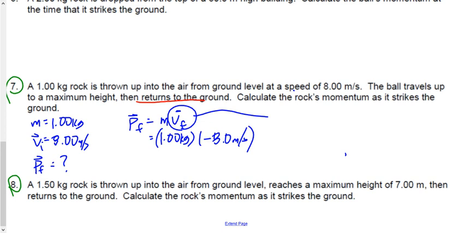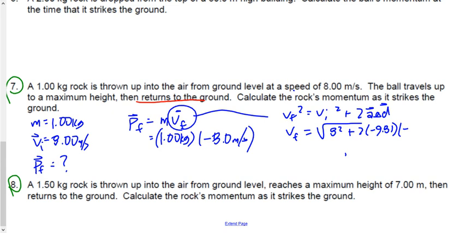Now, if you have trouble with the logic on that, all we have to do is say VF squared is equal to VI squared plus 2AD. A little bit more work, but it works. VF is the square root of 8 squared plus 2 times 9.81, negative 9.81 times negative, what is the max height? I don't know. Yeah, that's right, whatever you want. It doesn't really matter. That probably wouldn't be the way to go there.